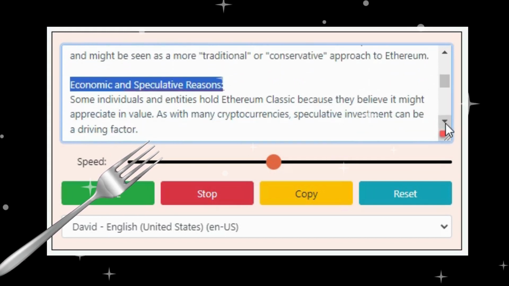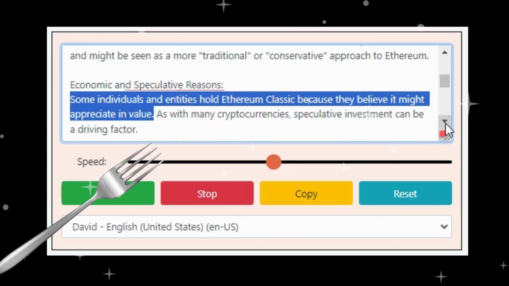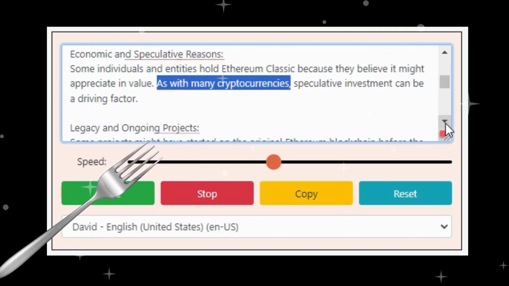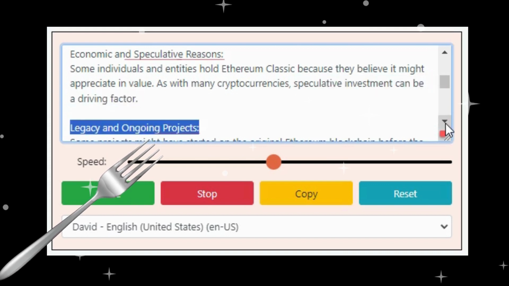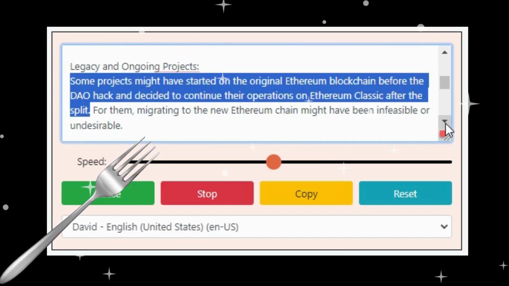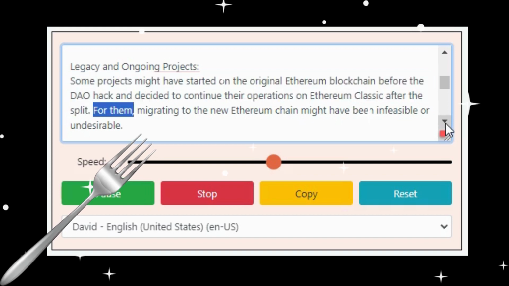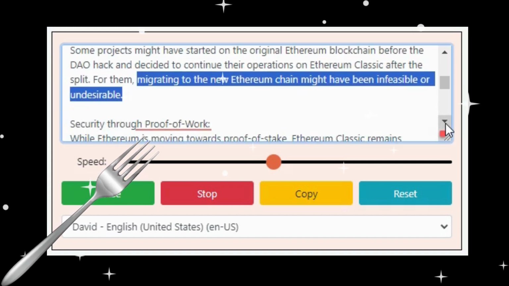Economic and speculative reasons. Some individuals and entities hold Ethereum Classic because they believe it might appreciate in value. As with many cryptocurrencies, speculative investment can be a driving factor. Legacy and ongoing projects. Some projects might have started on the original Ethereum blockchain before the DAO hack and decided to continue their operations on Ethereum Classic after the split. For them, migrating to the new Ethereum chain might have been infeasible or undesirable.